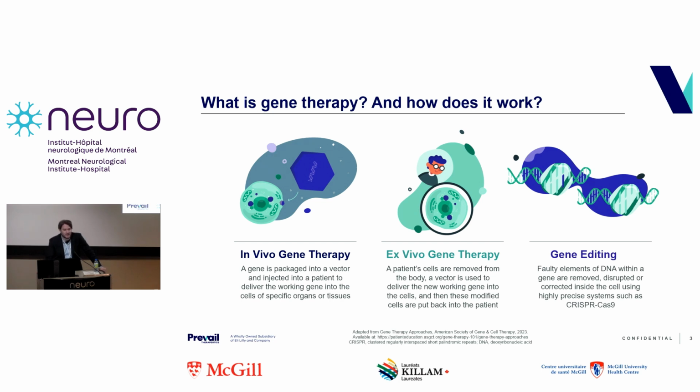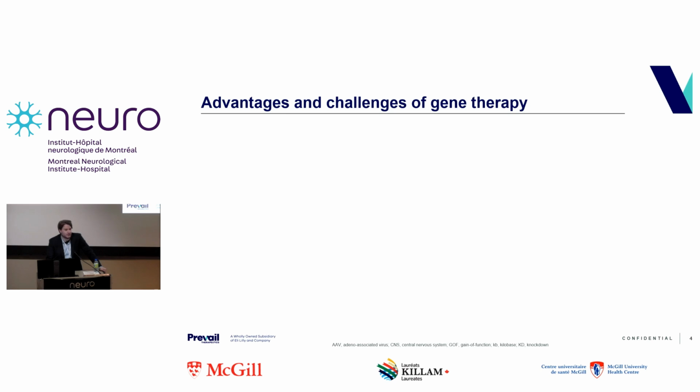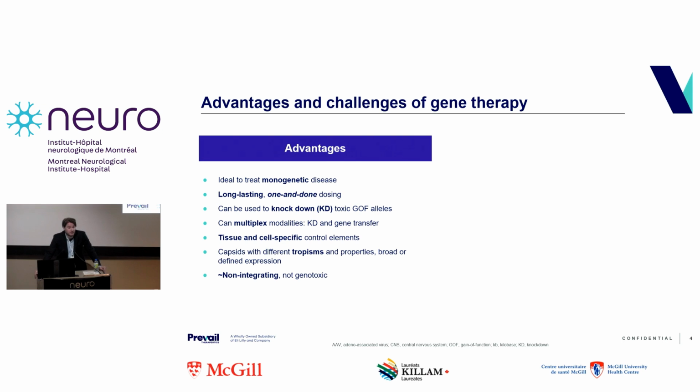I do want to start by mentioning a couple of advantages, challenges, and opportunities of gene therapy. The advantages to me are very strong. Gene therapy is really ideal to treat monogenetic diseases, diseases with a clear underlying genetic cause. Gene therapy is considered long-lasting, so you have a one-and-done dosing. In most studies, we think about it as an augmentation or enhancing therapy, but gene therapy can really be used to conduct knockdown studies of, for example, toxic gain-of-function alleles. You can also utilize gene therapy to do multiplexing, so you can have a knockdown and an augmentation therapeutic gene transfer at the same time.